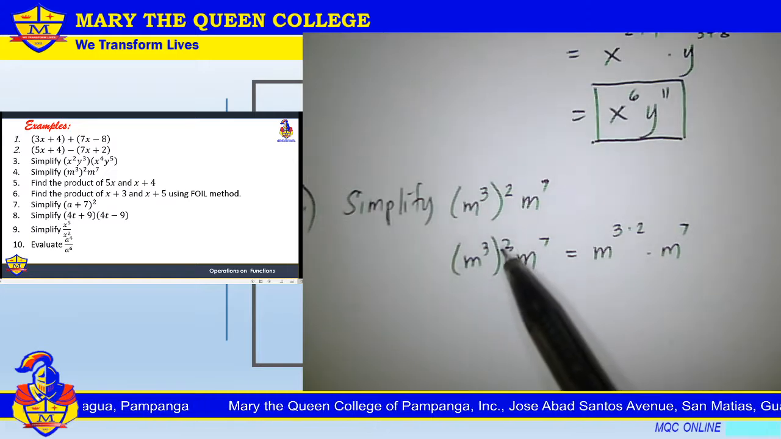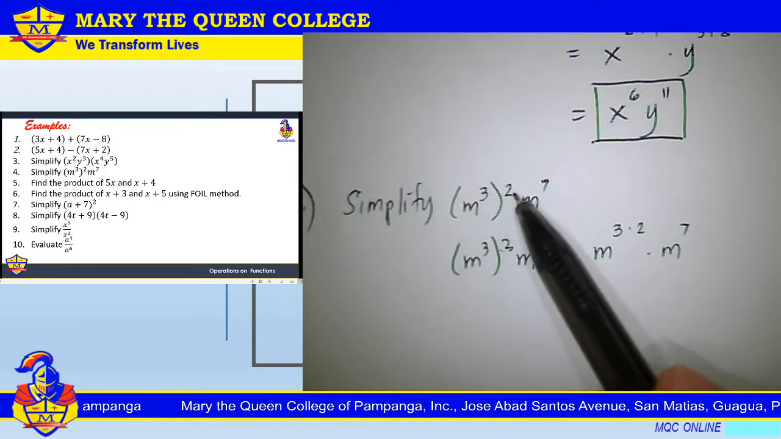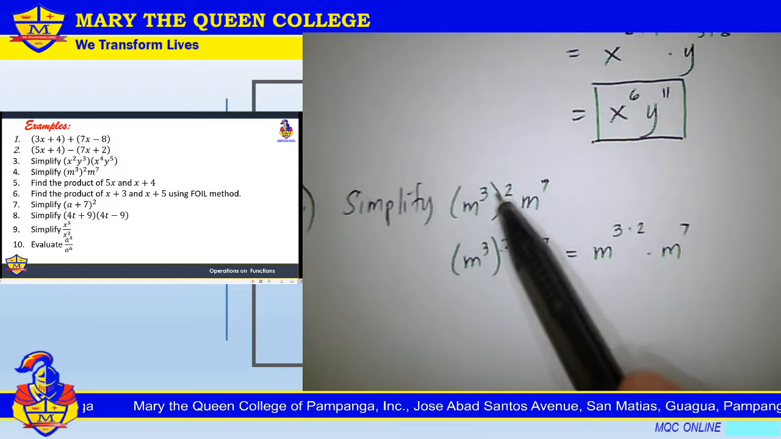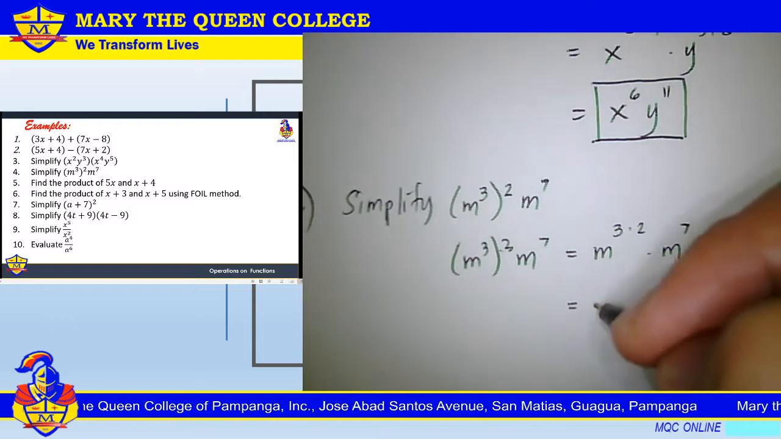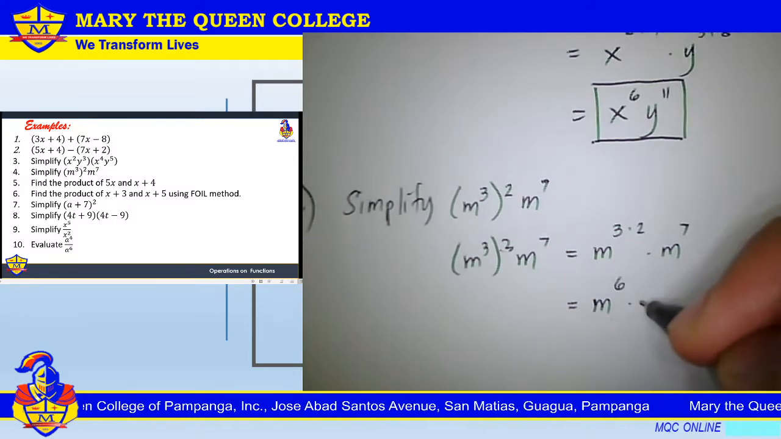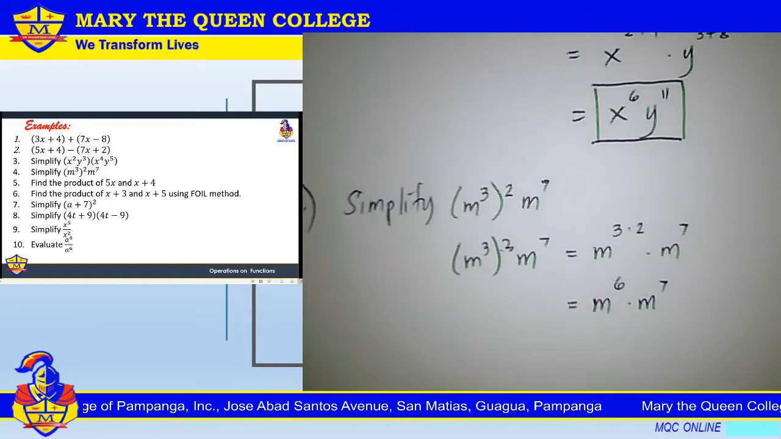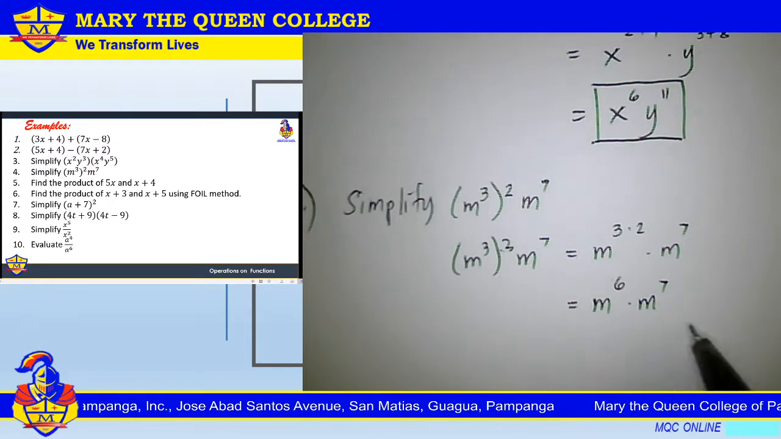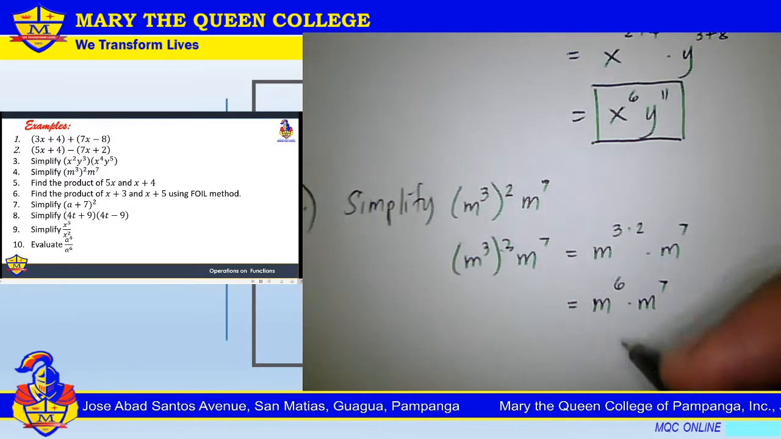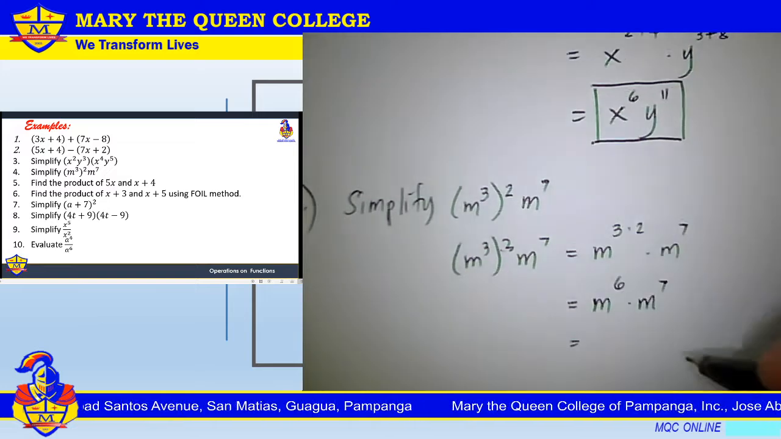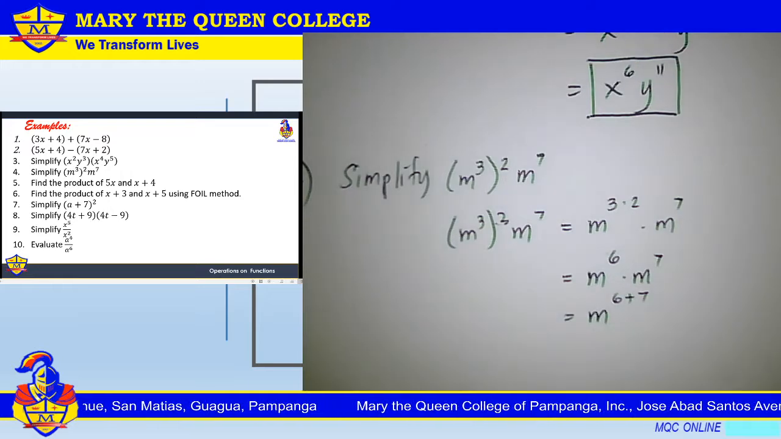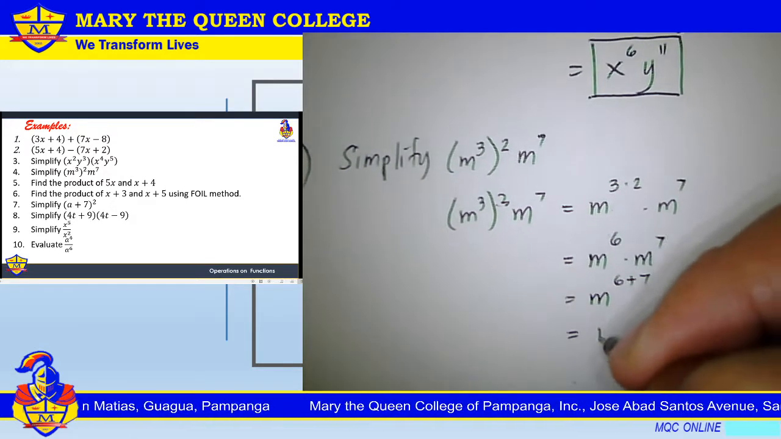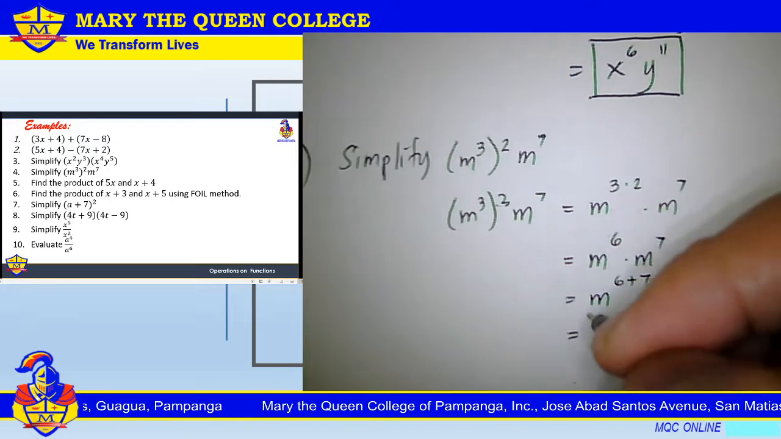Take note, we have a power outside and an exponent inside. We have to multiply it first, 3 times 2. Simplifying further, we have m raised to 6 times m raised to 7. From here, we have the same base, so applying the first rule, we simply add the exponents: m raised to 6 plus 7. Our final answer is m raised to 13.